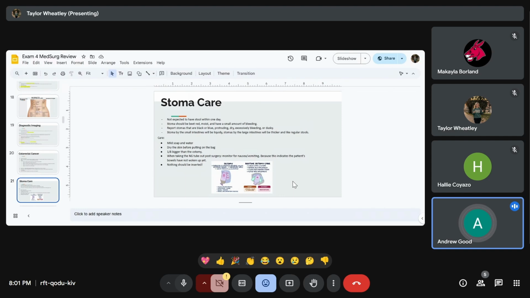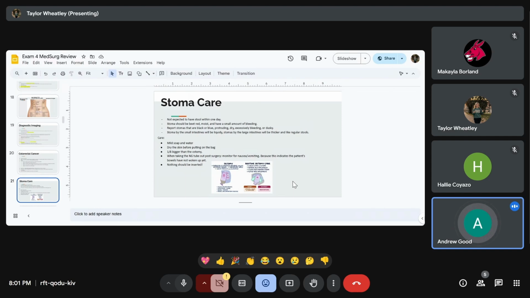Stoma care, you guys talked a lot about this in tech class, so I'll kind of blow by this one as well. Know your assessment for stoma. They should be beet red, moist, and even a small amount of bleeding is okay, being post-op for a couple of days.